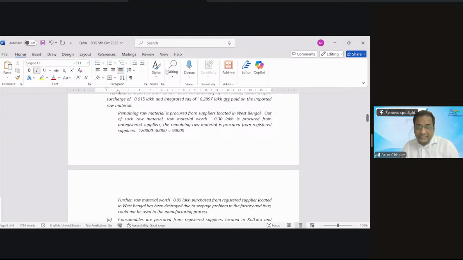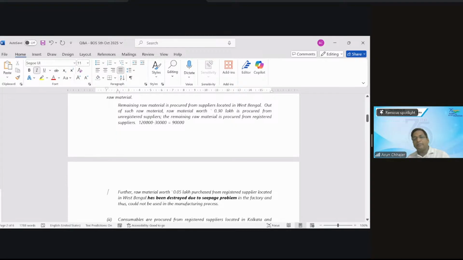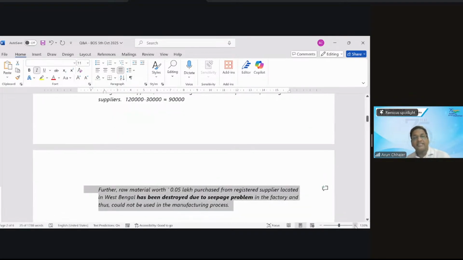It further says, further raw material worth rupees 5,000 purchased from a registered supplier located in West Bengal has been destroyed due to the seepage problem, and therefore could not be used in the manufacturing process. What is the meaning of this information? What is the use of this information? Can you tell me? What do I do with this information?